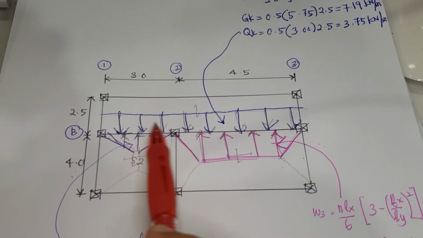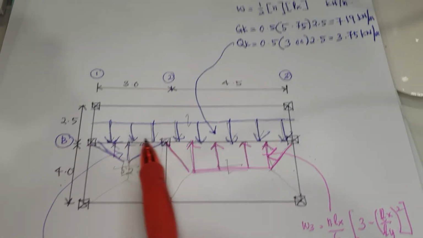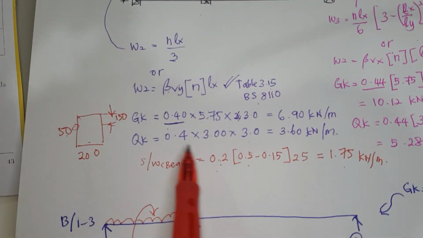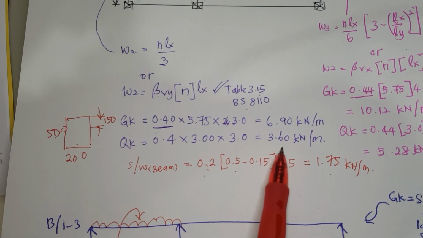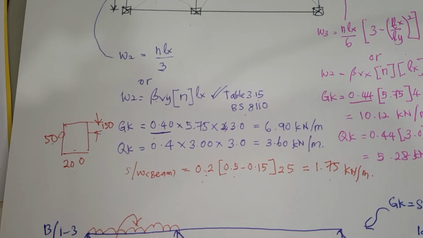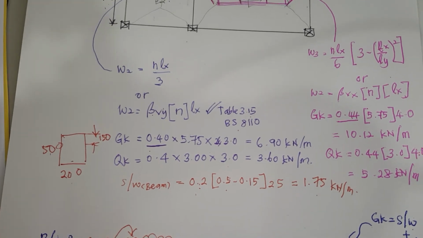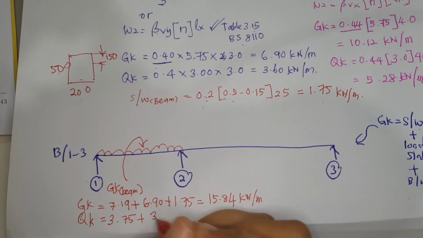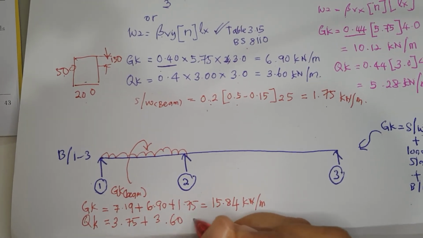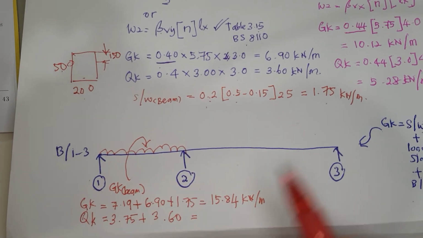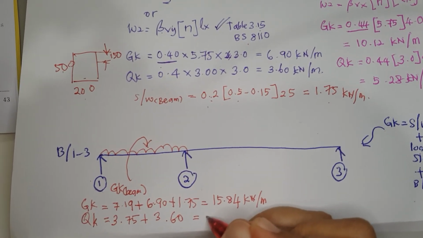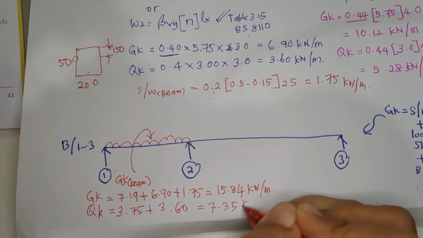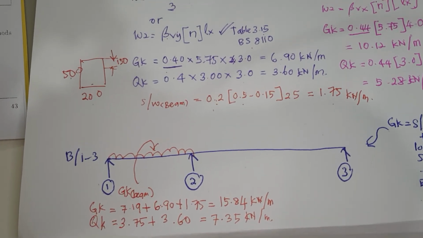Meanwhile, for QK is QK for slab number 1 and QK for slab number 2. QK for slab number 1 is 3.75 and QK for slab number 2 is 3.60. So our QK here is 3.75 plus 3.60. So QK for this beam is 7.35 kilonewton per meter.